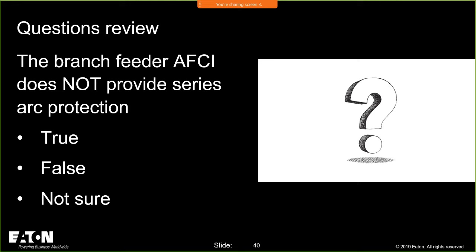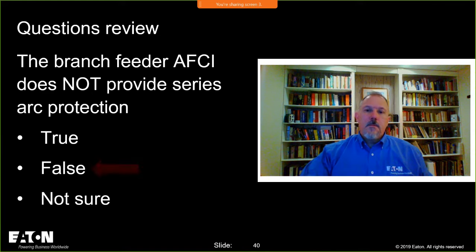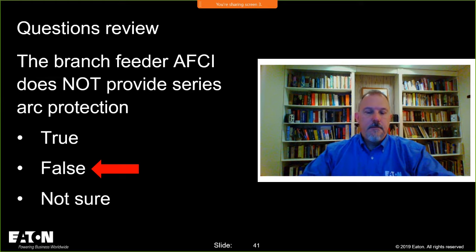Might as well, right? Okay, so the branch feeder AFCI does not provide series arc protection. I think we probably dispelled this one already. The answer to that is false, because the branch feeder did do series arc protection, but let's see what everybody online said.